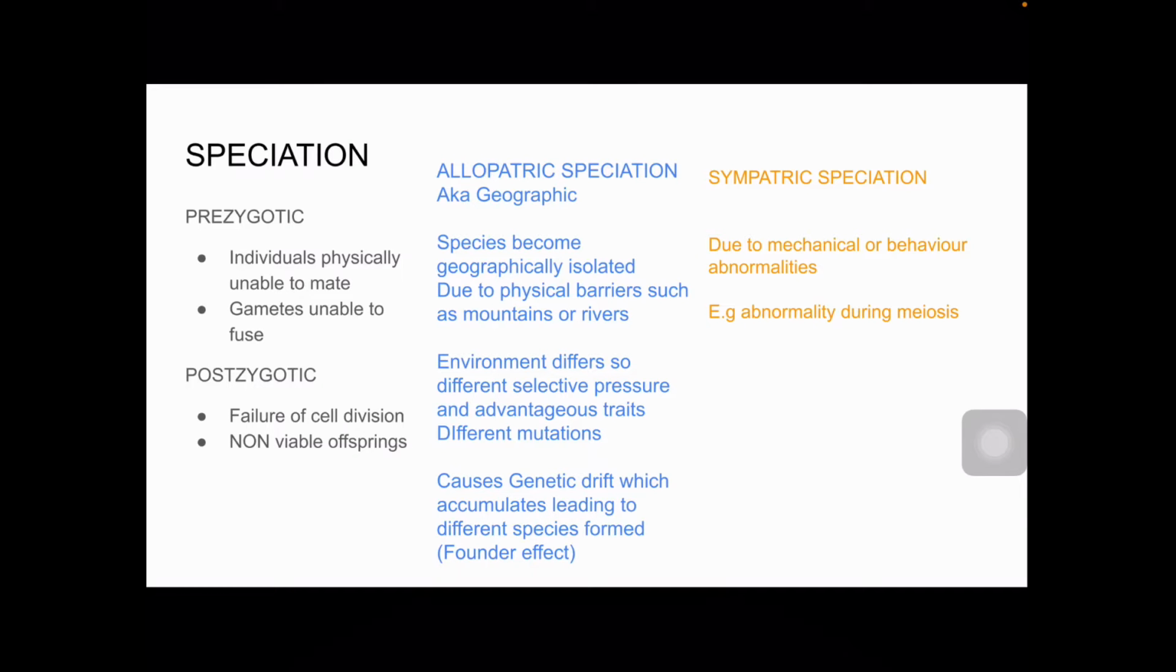And then there's also sympatric speciation. This is when a new species evolves from a species that inhabits the same geographic region. A common way this occurs is by polyploidy. Polyploidy is an organism with more than 2 complete sets of chromosomes in its cells. This can happen if the meiosis is abnormal during gamete formation, resulting in gametes with 2 sets of chromosomes. And also due to mechanical or behavioral abnormalities.